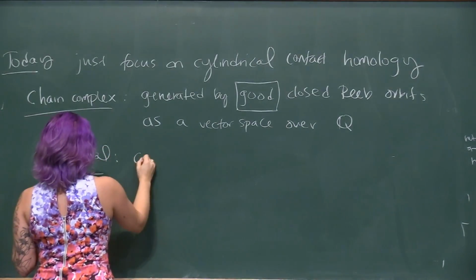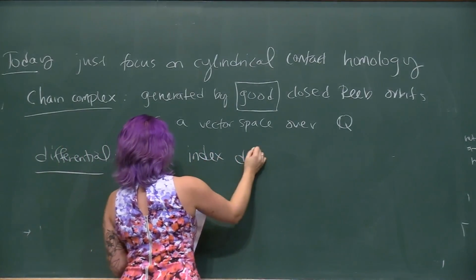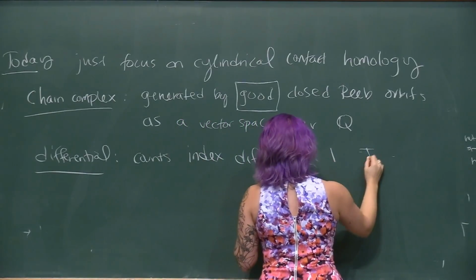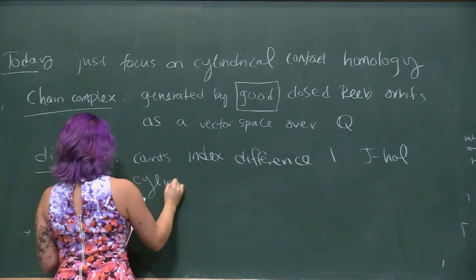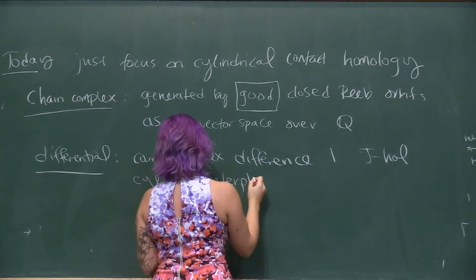And the differential is going to count index difference 1 J-holomorphic cylinders interpolating between closed Reeb orbits.